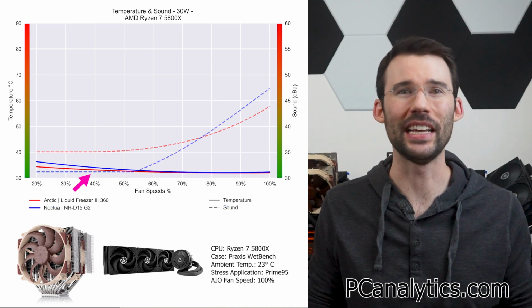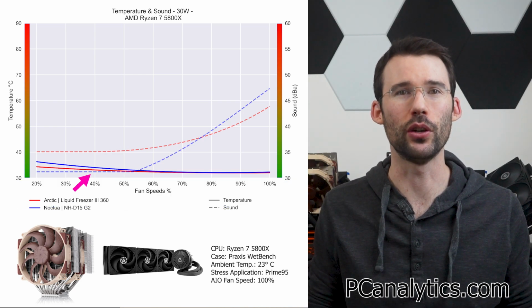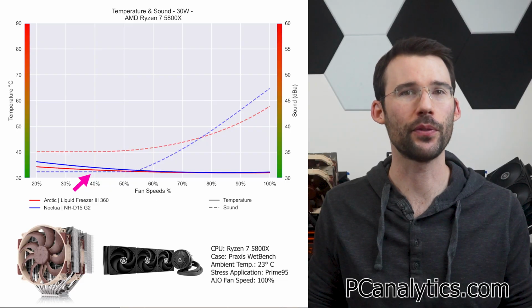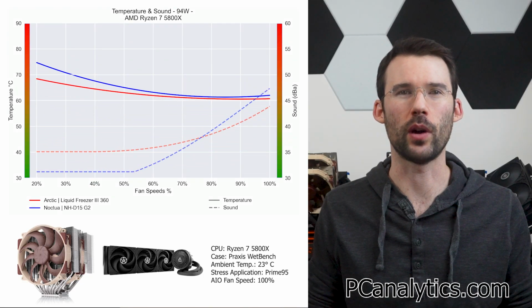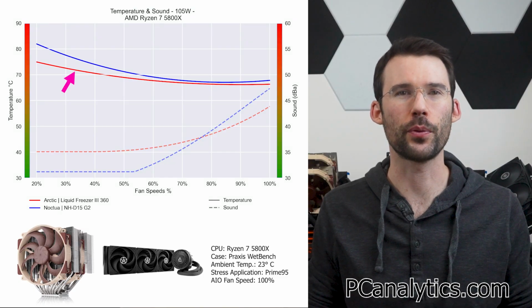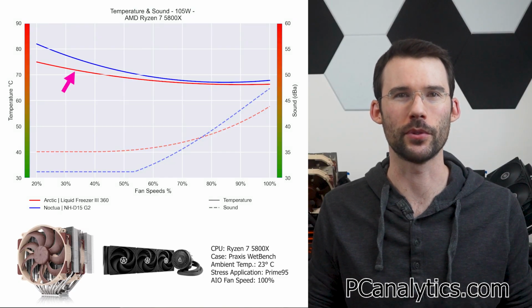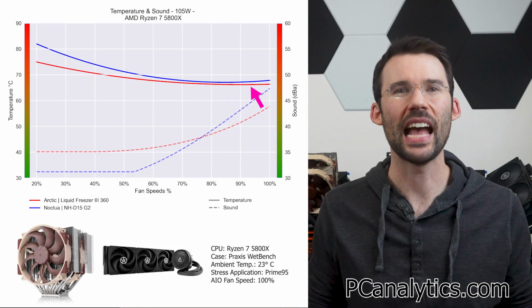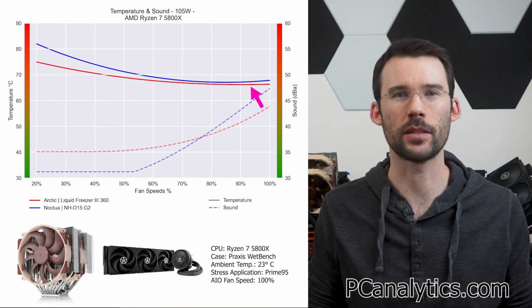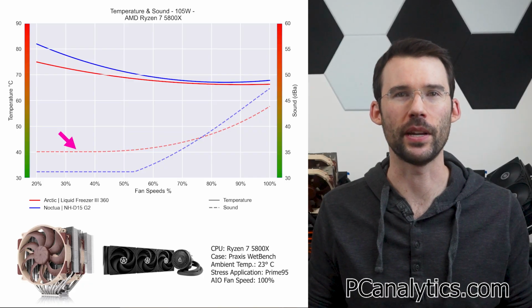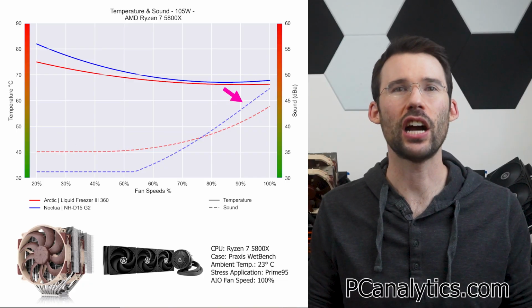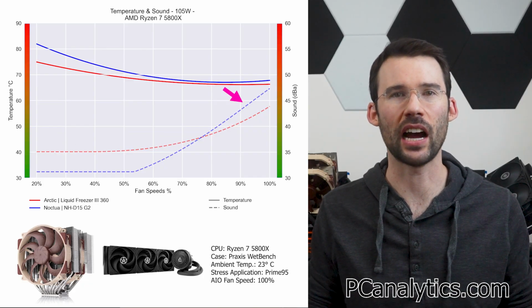At idle, the Noctua NH-D15 G2 in blue has similar performance relative to the Liquid Freezer 3 360 in red. As we increase the wattage to 105 watts, we can observe that the Liquid Freezer 3 has better performance at the lower RPMs, but this difference shrinks to minimal levels as the fans approach 100% fan speed. Additionally, the Liquid Freezer 3 is noticeably louder at the lower RPMs due to the pump. However, the Noctua has overall higher noise levels at the higher RPMs.